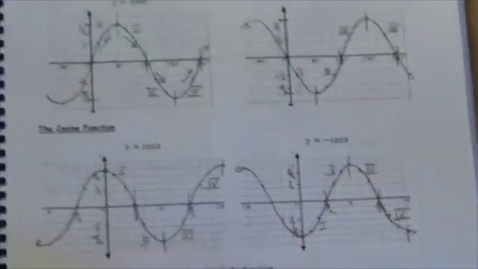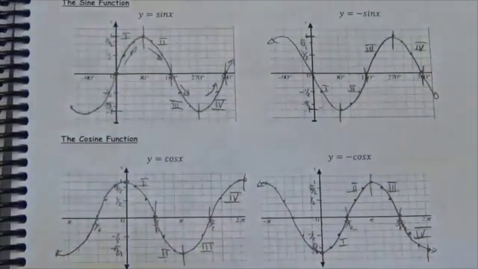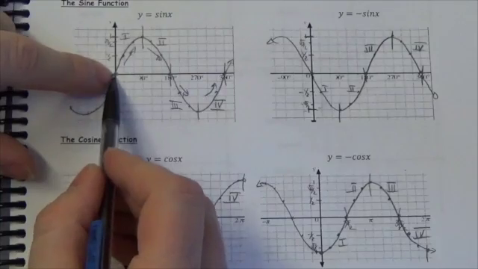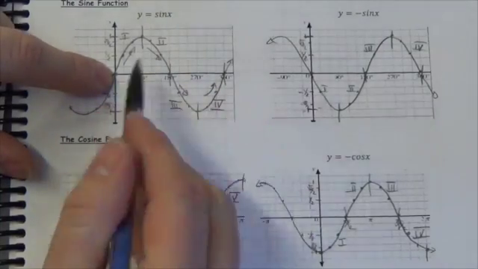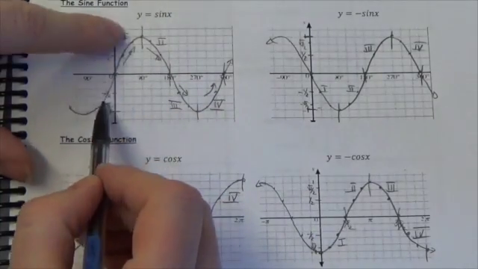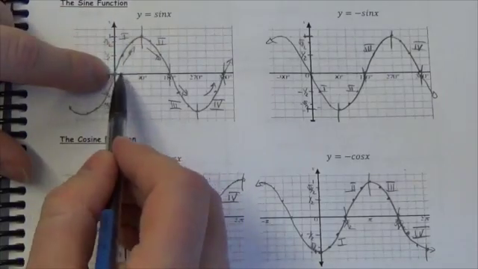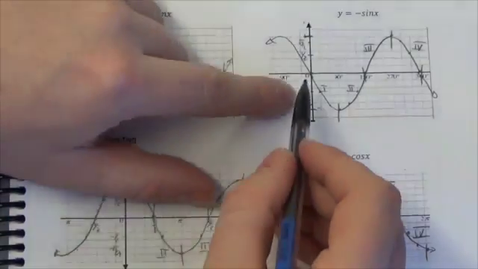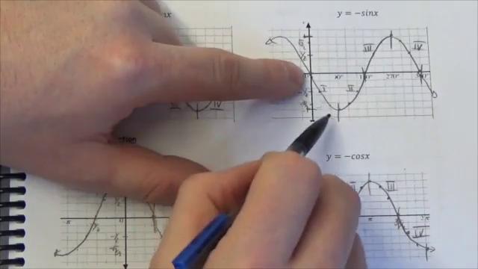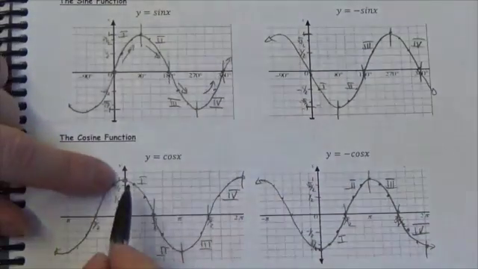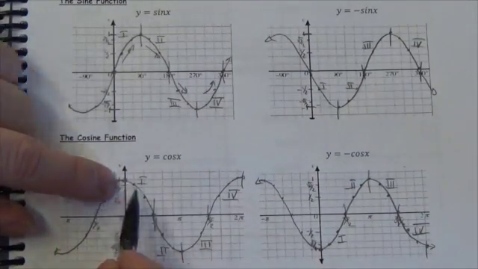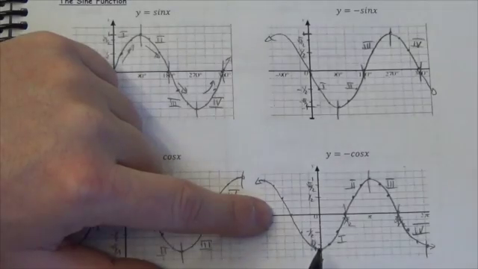Actually, let's look at all 4 here just to show the difference between them. Positive sine, its run through the quadrants here, starts at the center of its motion, vertical motion, starts at the center, goes up. Negative sine starts in the center, but it goes down. Cosine starts at the top, negative cosine starts at the bottom.